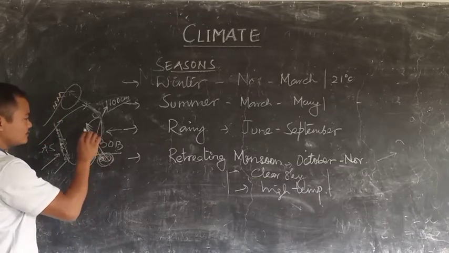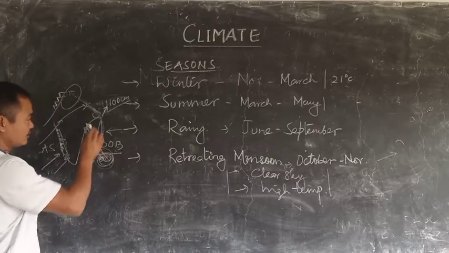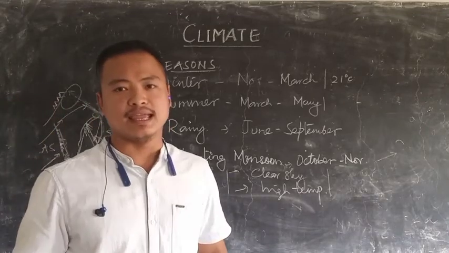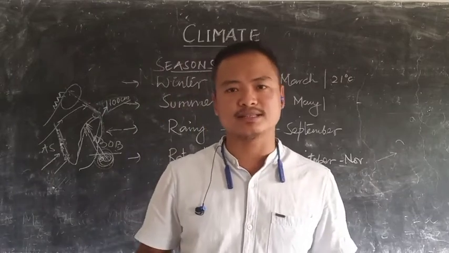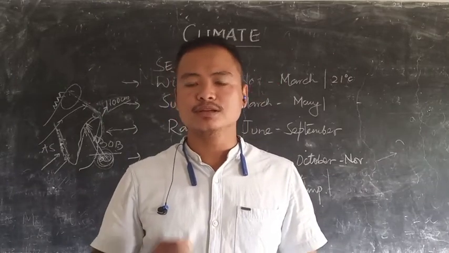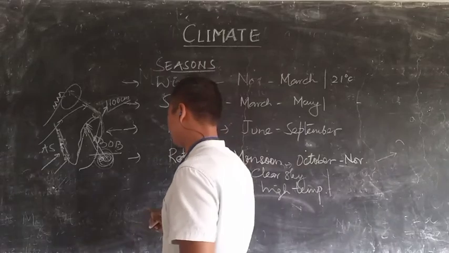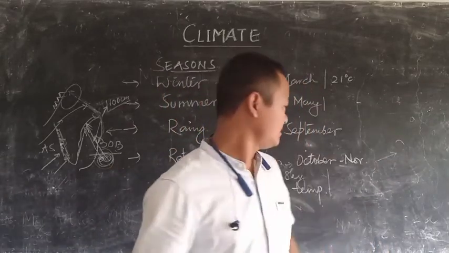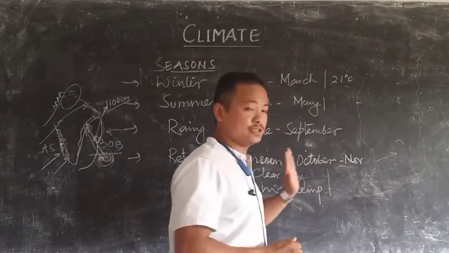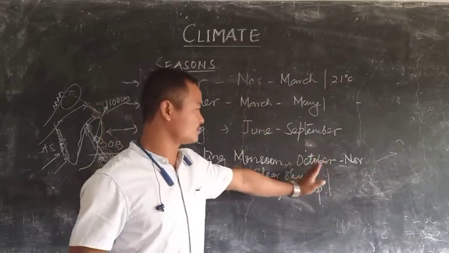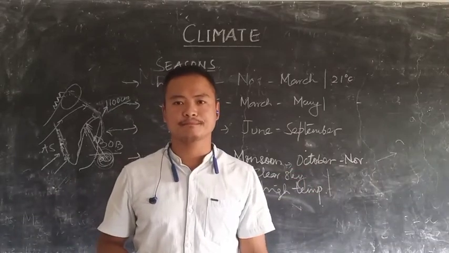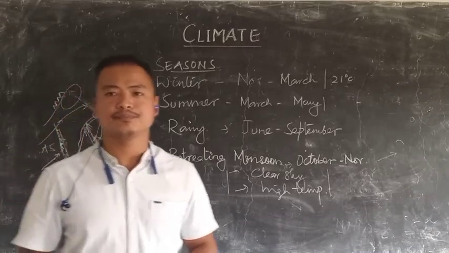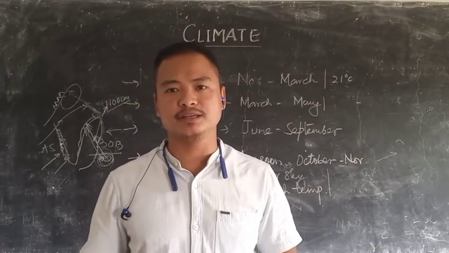As it moves towards the west, this tropical cyclone hits the eastern coast of India, causing lots of destruction of property as well as life. So this is one implication. In fact, we can say this is one calamity that usually occurs in India during the retreating monsoon season, between October and November. So these are the four different seasons in India that are experienced at different times of the year.